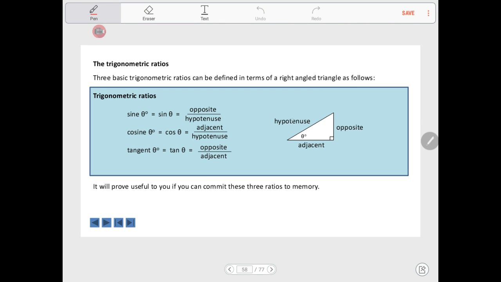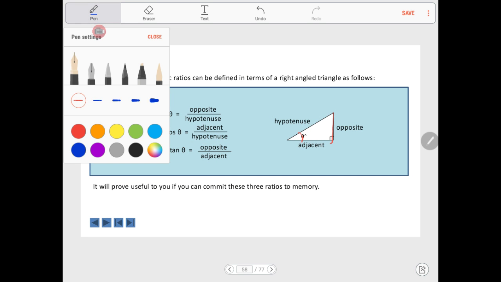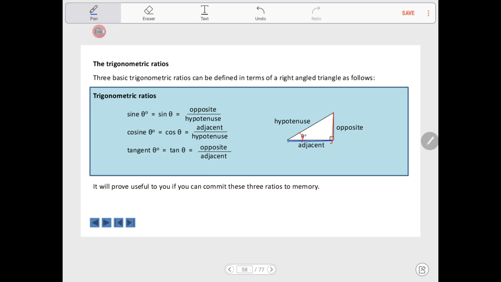Here we have a right angle triangle with the sides labelled. There's our angle in question. Of course, this is on the opposite side of the triangle to that. So that's the opposite side. We have the longest side, the hypotenuse, and we have the adjacent side running alongside the angle that's marked.